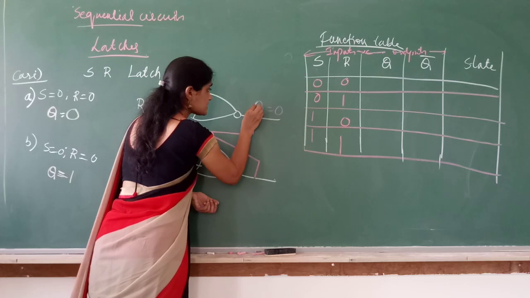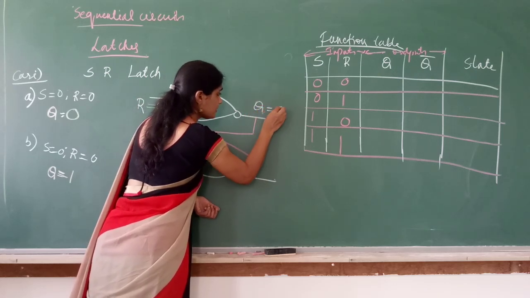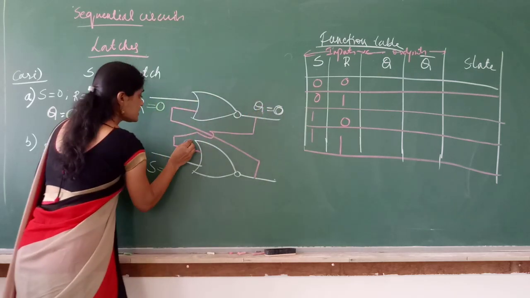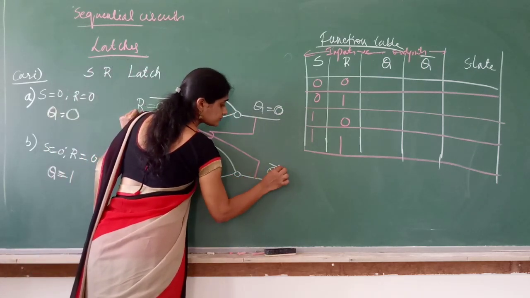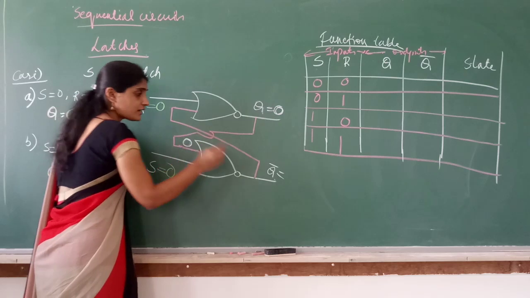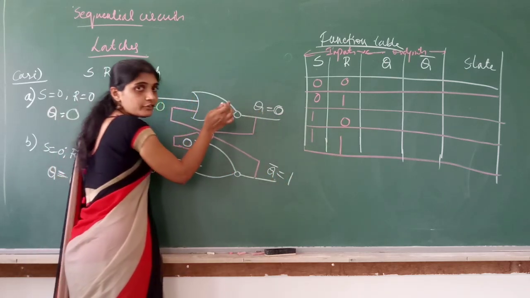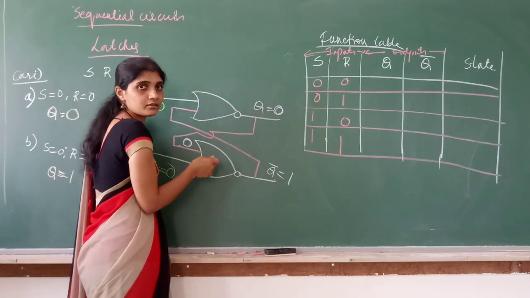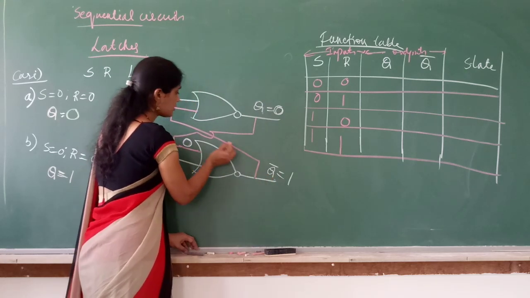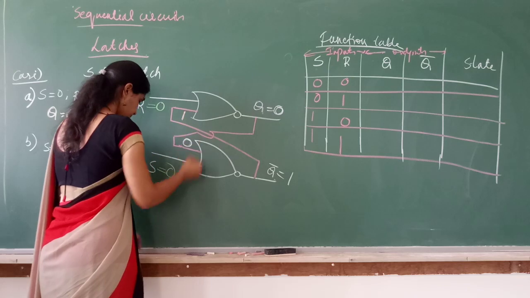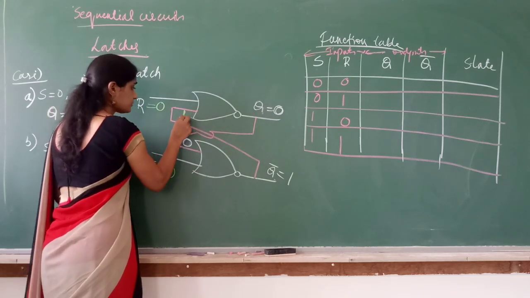I don't know whether you can see the purple color, whatever I have written. If Q is 0, 0 will come here, right? So what is Q bar? 0, 0, 1. I said Q bar will be the complement of Q, right? Look, we are getting the complement. Okay? So now, this is 1. So this 1 will come here.